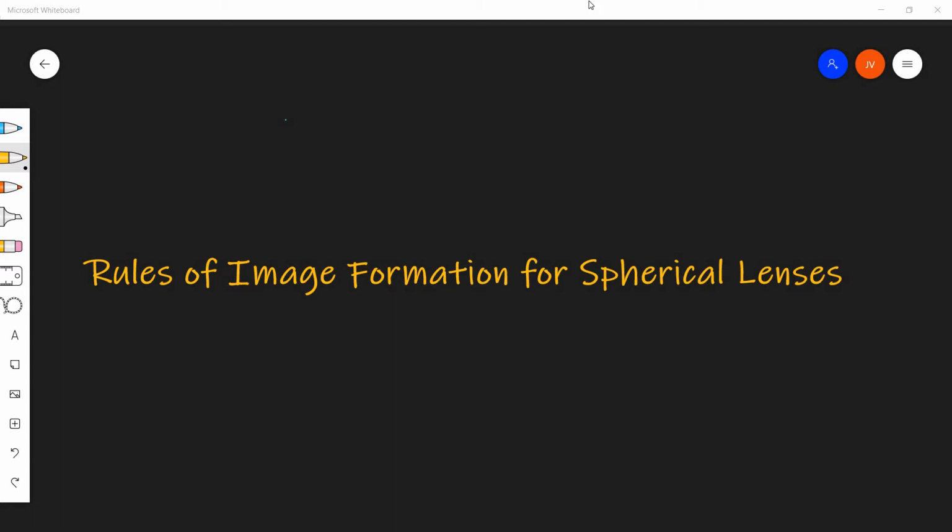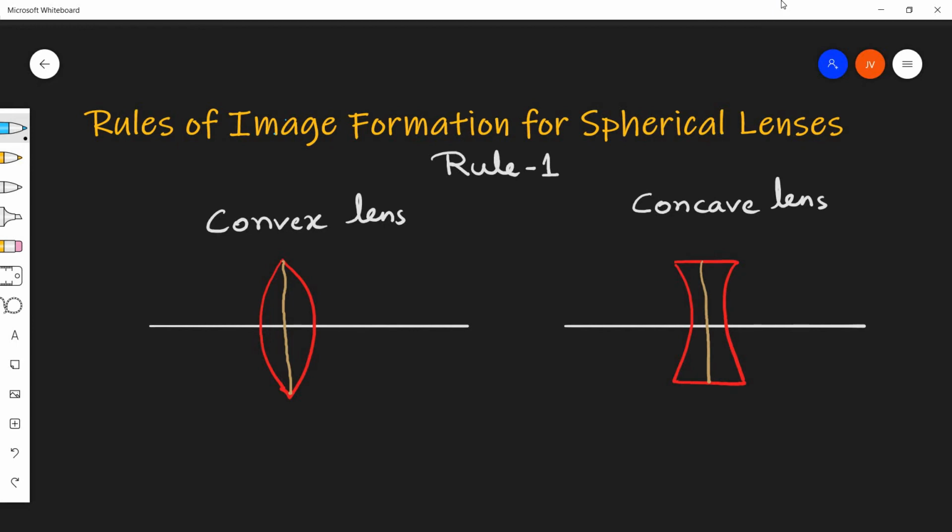When we know the rules of image formation, then with ease we can draw all the ray diagrams for spherical lenses. For drawing any ray diagram for image formation, a minimum of 2 incident rays are needed, which on refraction intersect at a point which will be the location of the image. So these incident rays follow these rules that we are going to discuss now. Now let us discuss the first rule of image formation.